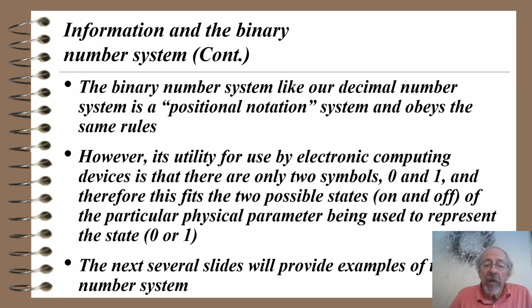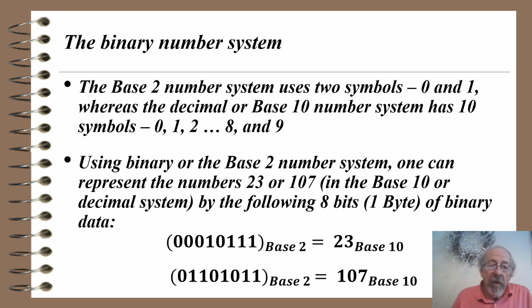The binary number system, like our decimal number system, is a positional notation system and obeys the same rules. However, its utility for use by electronic computing devices is that there are only two symbols, 0 and 1. And therefore, this fits the two possible states, on and off, of the particular physical parameter being used to represent the state, again, 0 or 1. The next several slides will provide examples of the binary number system. The base 2 number system uses two symbols, 0 and 1, whereas the decimal or base 10 number system has 10 symbols, 0, 1, 2, 3, on and on to 8 and 9.